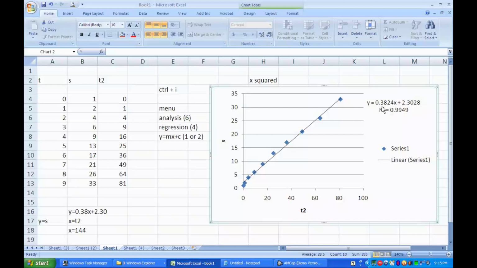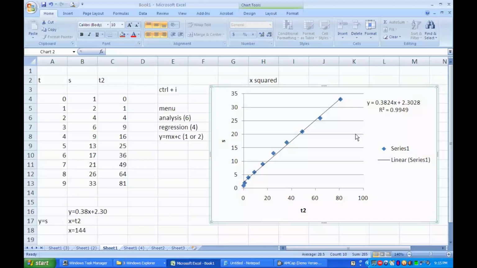y equals 0.3824x plus 2.3028. Now, if you do this on your CAS, you may get slightly different numbers, but they should be pretty similar. Don't worry if they're a little bit different. It's just the way that your CAS and Excel do things a little bit differently. It should be very similar.